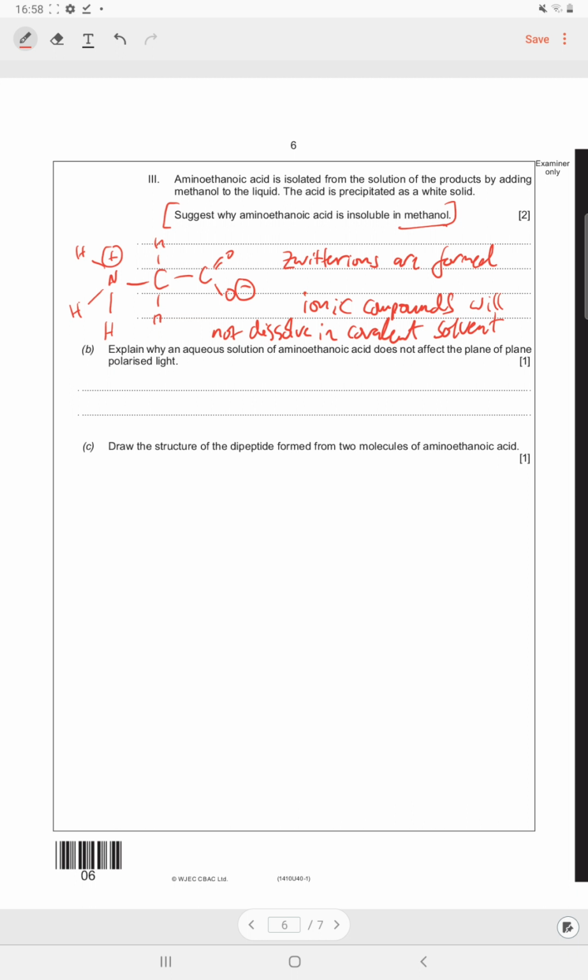Right, so part B, explain why an aqueous solution of aminoethanoic acid does not affect the plane of polarized light. Because if you look at the carbons, there's no chiral center. Right, we haven't done dipeptides yet, so that's in the next module, so we're just going to leave that one. I'll make a note to tell you not to do that one.